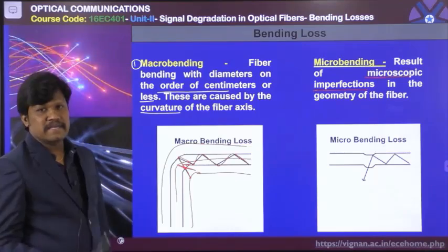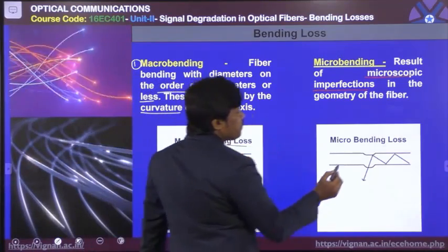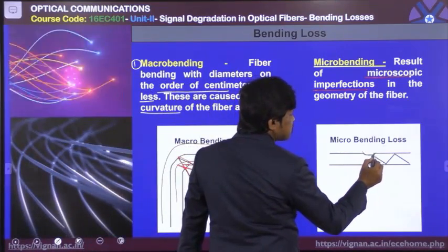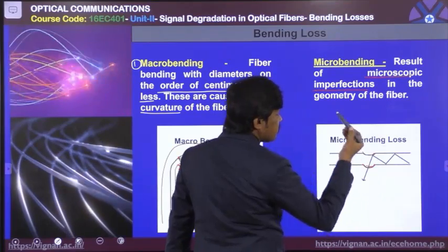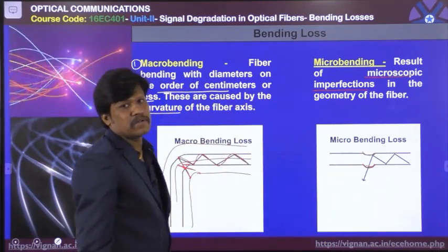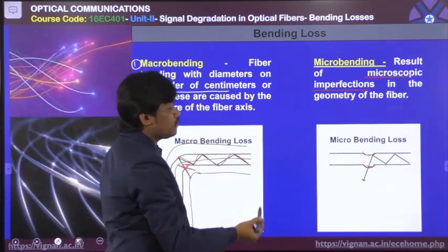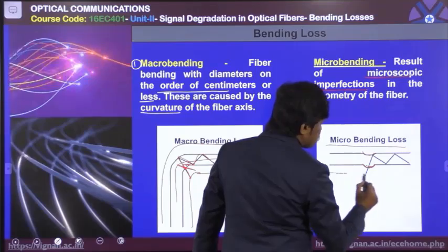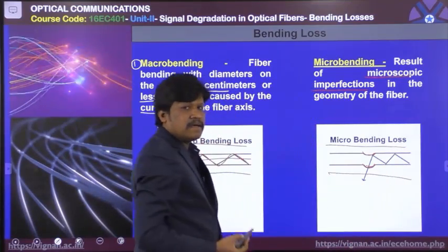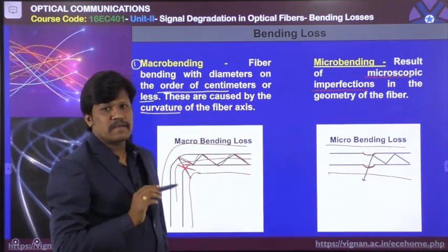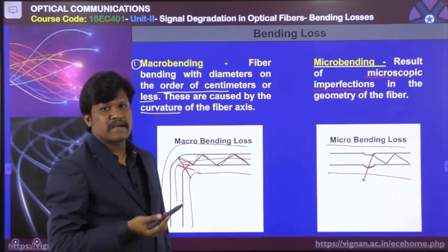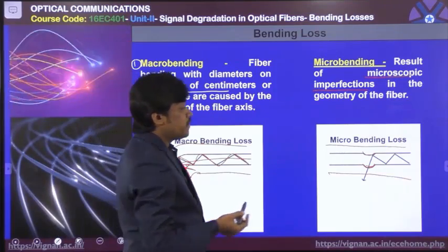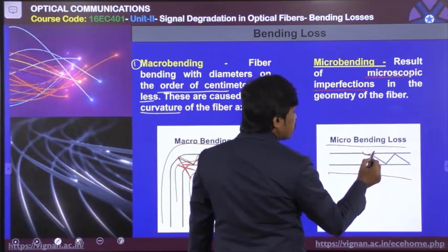While manufacturing itself, there will be bends in the optical fiber cable. This also leads to refracted light through the cladding medium because of these imperfections.